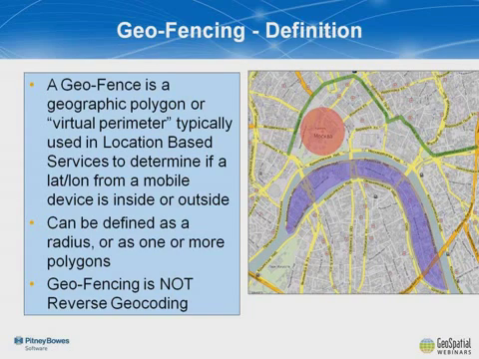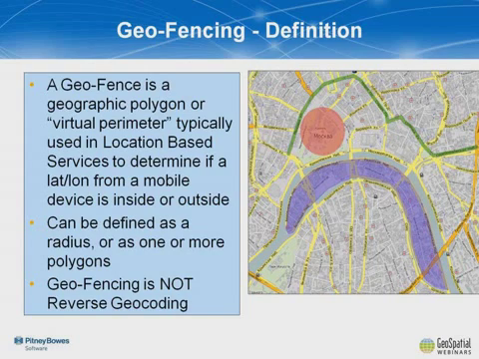It can be defined as a radius. In fact, a geofence defined as a radius is usually just an as the crow flies distance. A geofence can also be defined as a driving area or some irregular polygon. Geofencing, however, is not reverse geocoding.